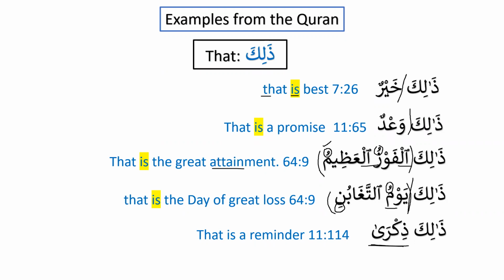So we can see here, dhalika khayrun, dhalika wa'dun. And here we have al-fawzu al-azimu, yawmu, we have yawmu over here. No, dhikra is similar to Isa, Musa, Hada. So this is a fixed noun. How do we know it's a fixed noun? Because it ends with alif maqsura.